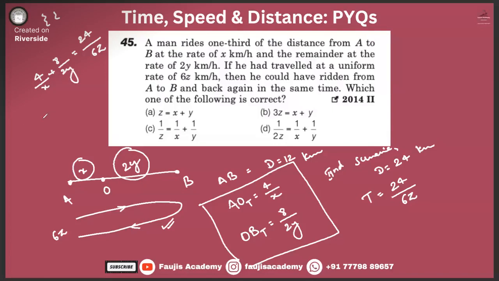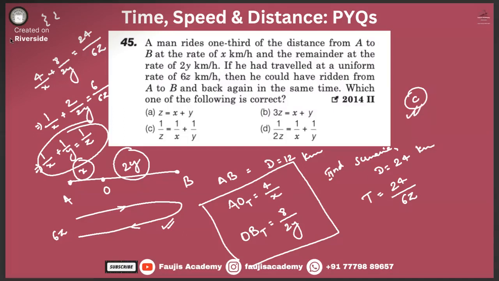Okay, so now let's simplify it. 4 by x plus 8 by 2y is equal to 24 by 6z, which means nothing but 1 by x plus 1 by y is equal to 1 by z. Do we have such an option? Option C is the correct option in that case. Let's move on to the next question.